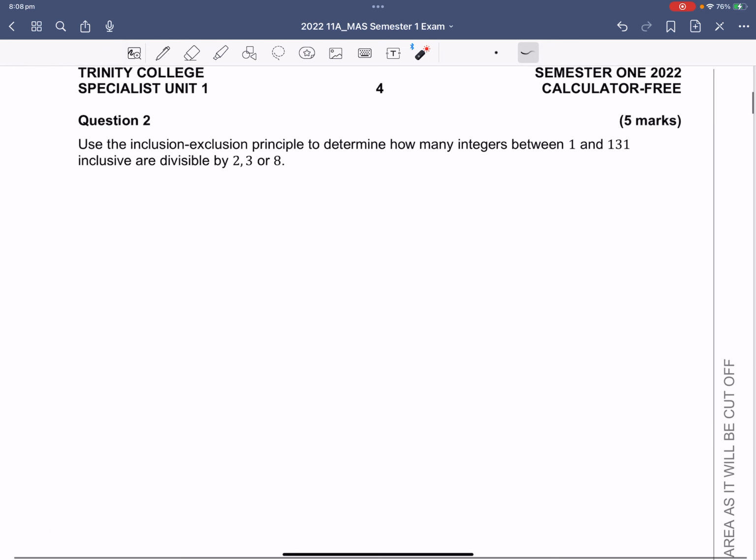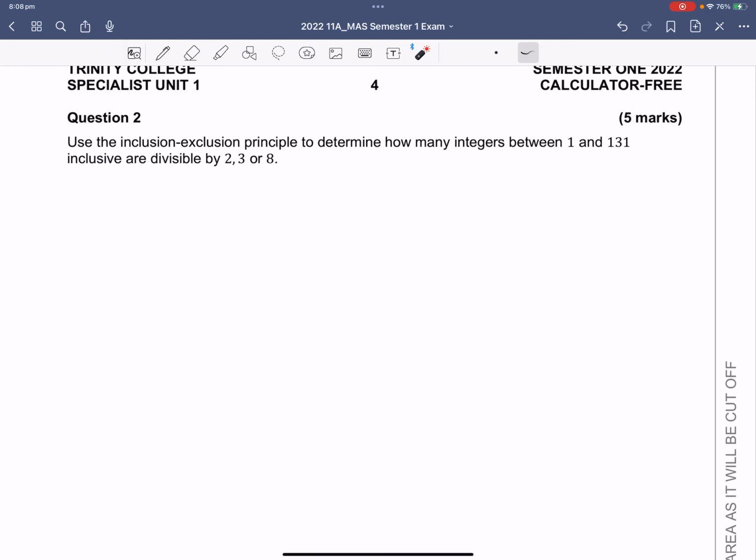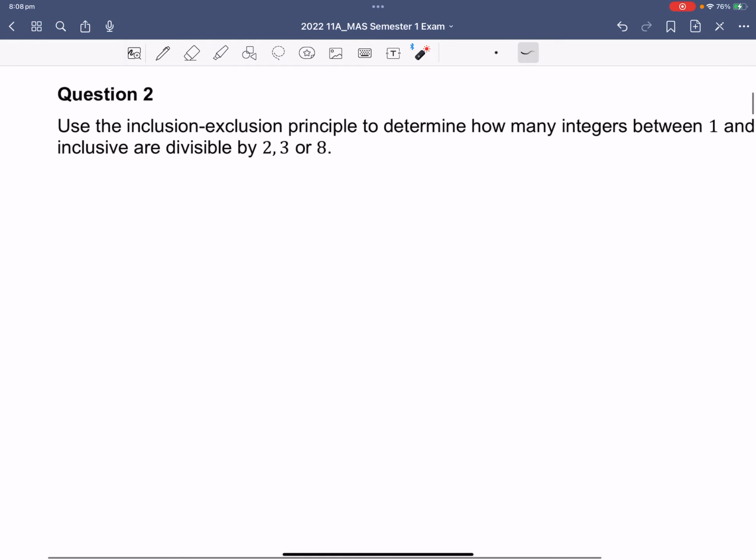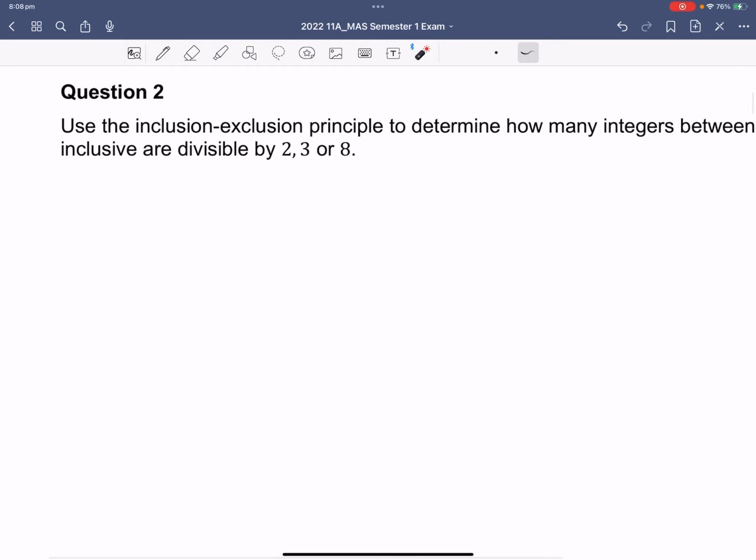Question 2. Use the inclusion-exclusion principle to determine how many integers between 1 and 131 inclusive, that's important, inclusive, are divisible by 2, 3, or 8. All right, I'm going to keep it very simple. We know what the inclusion-exclusion principle for 3 events is.